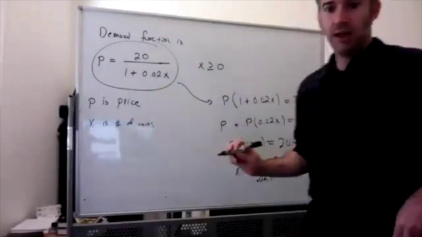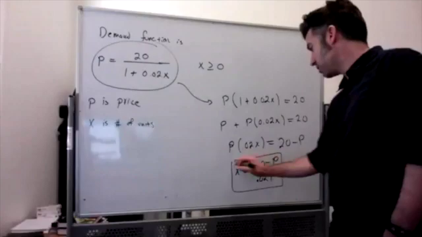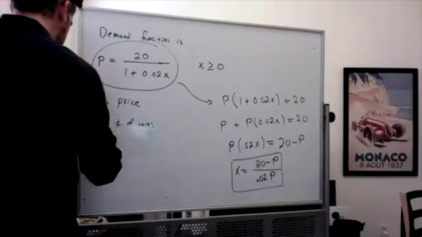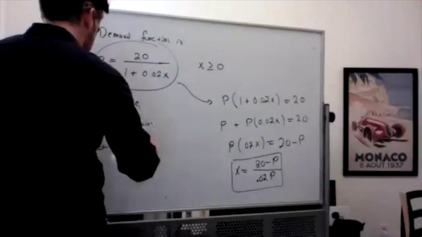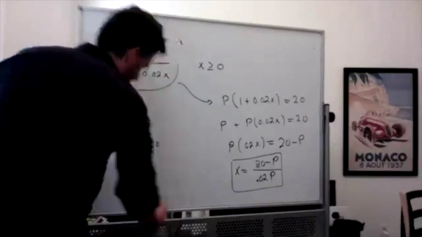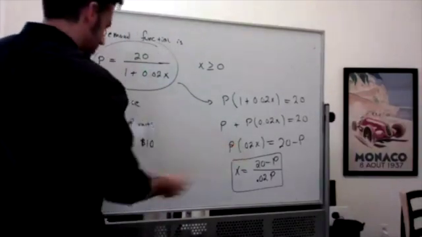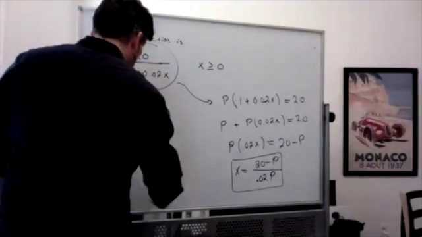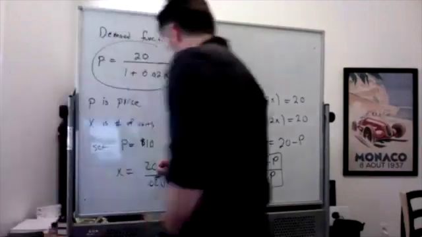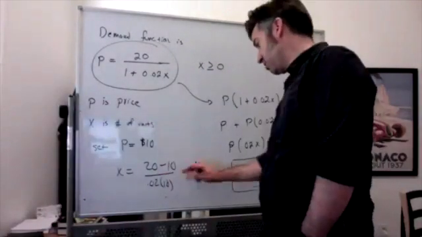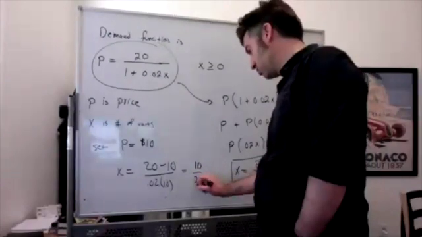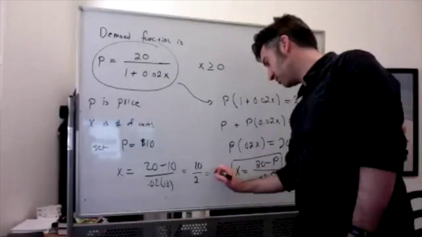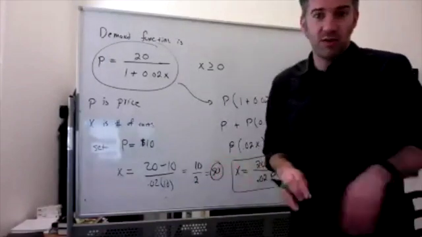function of price. And then the second part, which is to find the number of units when the price is $10. So then we're just going to set price equal to $10, not $100, $10, and plug that in. So if I plug that in, I'm going to get x equal to 20 minus 10 over 0.02 times 10. And that's going to equal 20 minus 10 is 10. 0.02 times 10 is 0.2. And 10 divided by 0.2 is like 100 divided by 2, which is 50. So that's how we do a problem like that.